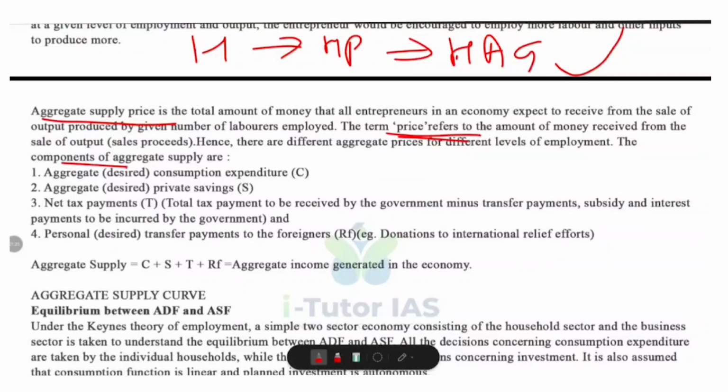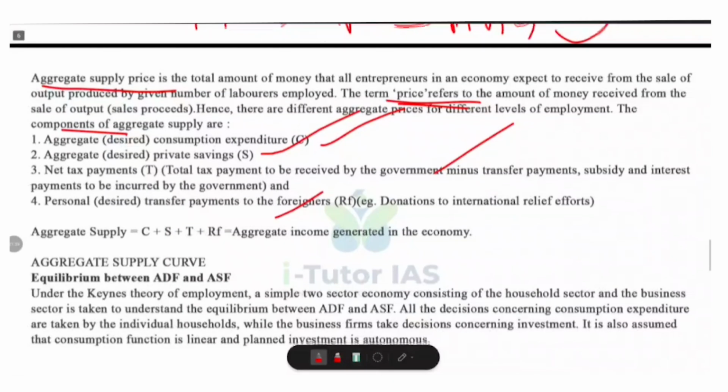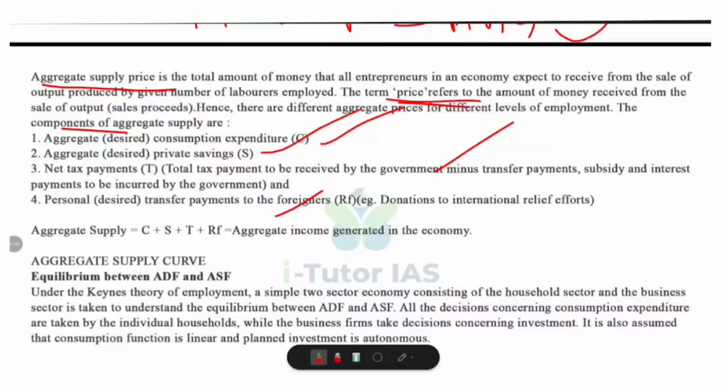First one is aggregate consumption expenditure. Then aggregate private savings, net tax payments and also personal transfer payments. Aggregate or desired consumption expenditure means total spending by households on goods and services, that's all. Then aggregate private savings refers to total savings households intend to keep aside from their income. Net tax payments, that is taxes to be received by the government minus any transfer payments.